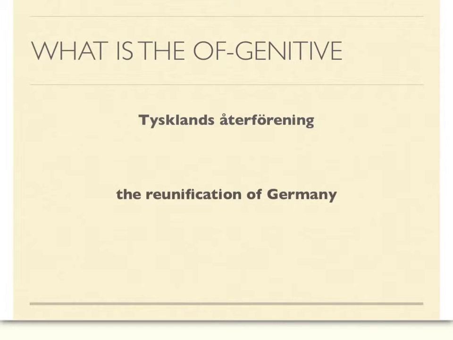One more example. Tysklands återförening. So we do the same thing here. We switch places. Tyskland becomes Germany. Återförening becomes the reunification. And the s here becomes the of. Okay? That's all there is.